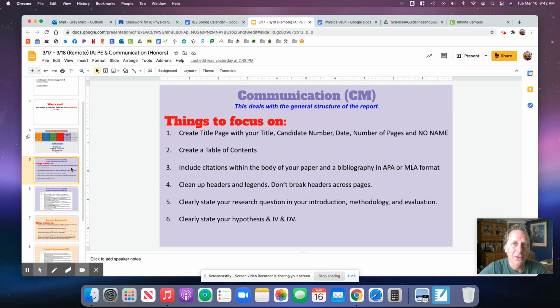So going into communication, I went ahead and put some main ideas up here. These are things that I noticed about communicating for everybody in general. And what I want to make sure is that everybody has a title page.